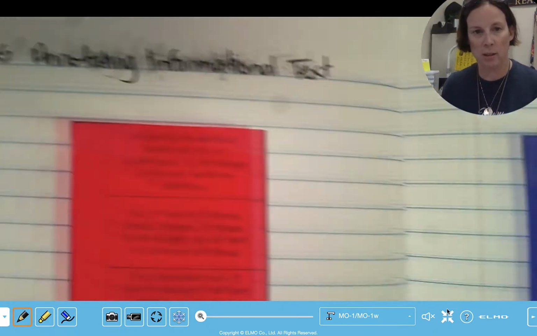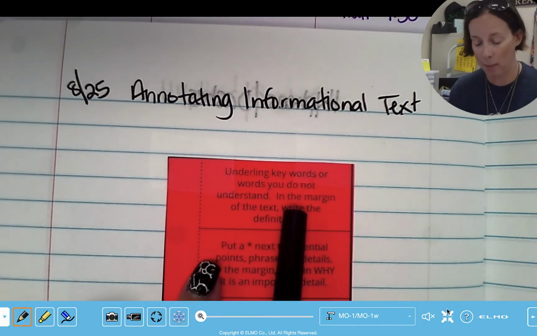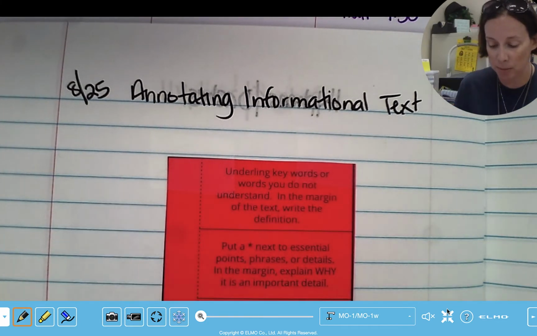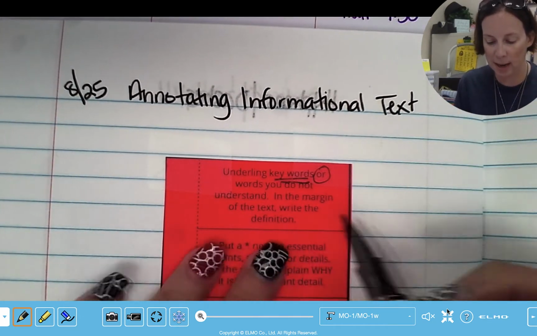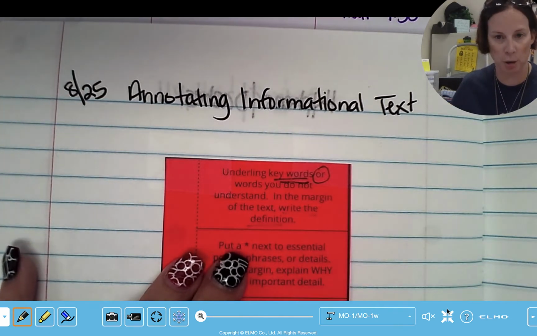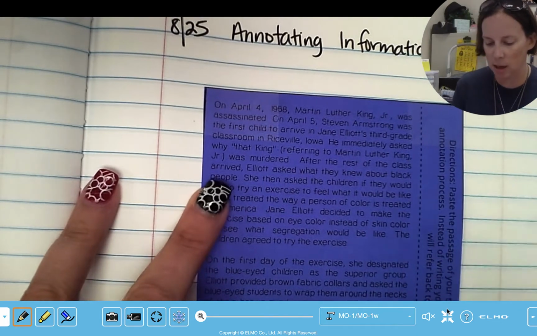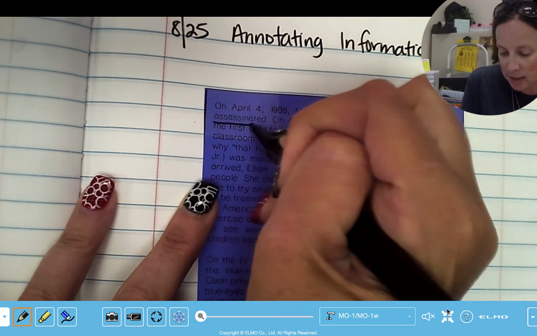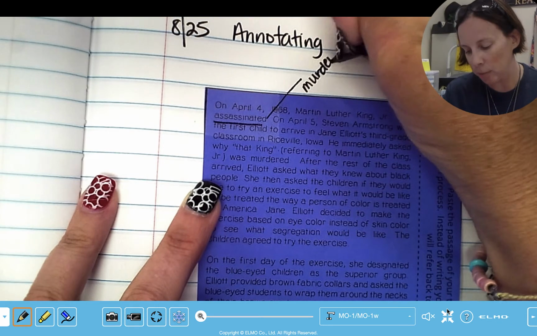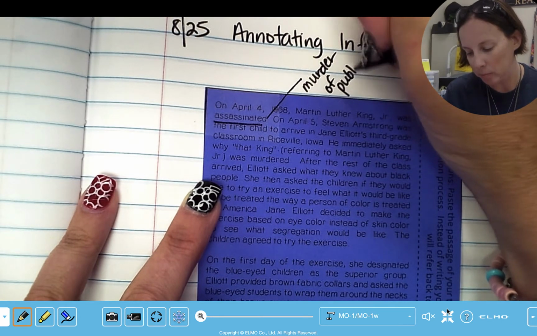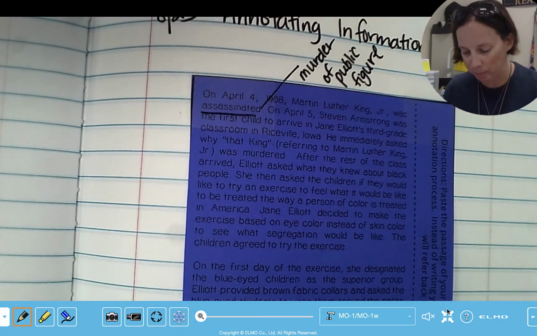So right over here is the steps that I want you to take when you annotate. The first thing I want you to do, and sorry for the typo, not mine, is underline keywords. Okay, so keywords or words you do not understand, and then write the definitions in the margins. So when we're looking at this, here's some of the words that your classmates chose. So like they had assassinated. So then we're going to bring it out here and we're going to say murder of public figure. Okay, because they felt like that was really an important word.